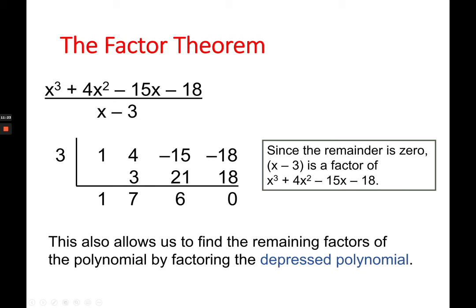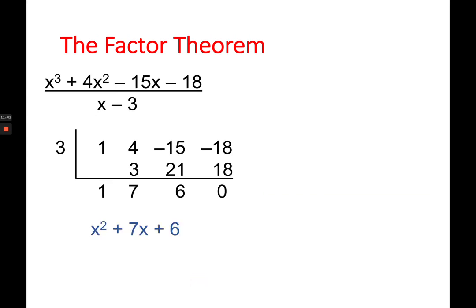This also allows us to find the remaining factors of the polynomial by factoring the depressed polynomial. The depressed polynomial is your 1, 7, 6 because it's actually a polynomial. If you write it back into polynomial, it becomes x squared plus 7x plus 6. And this one, if you remember your factoring, you factor the last, you factor the first. Factor of first is x times x. Factors of 6 can be 1 times 6, because 1 plus 6 gives you 7.